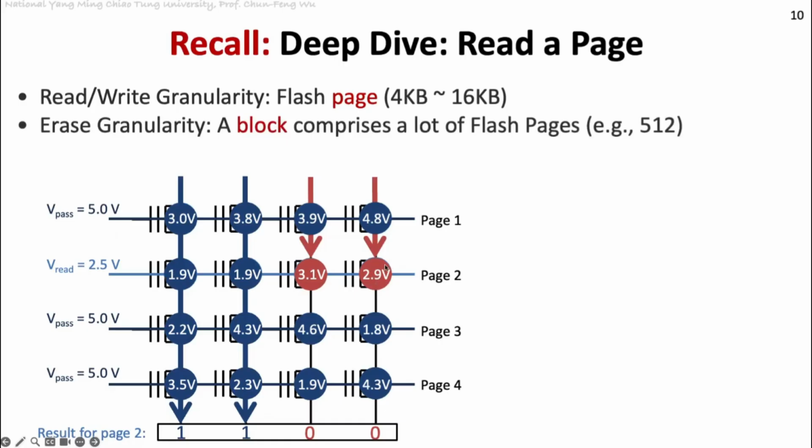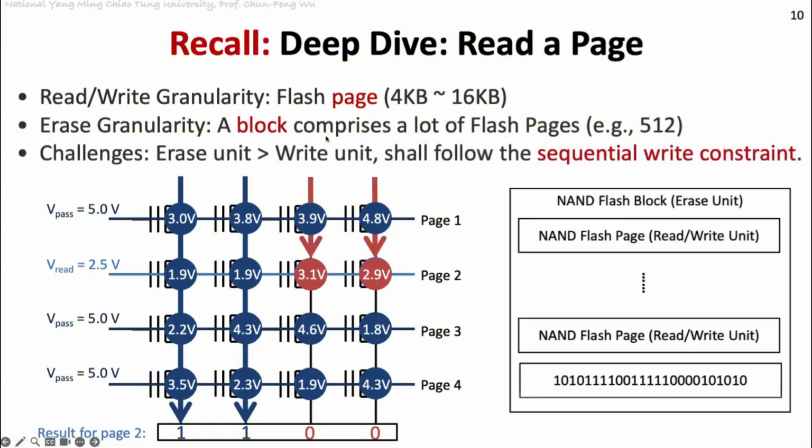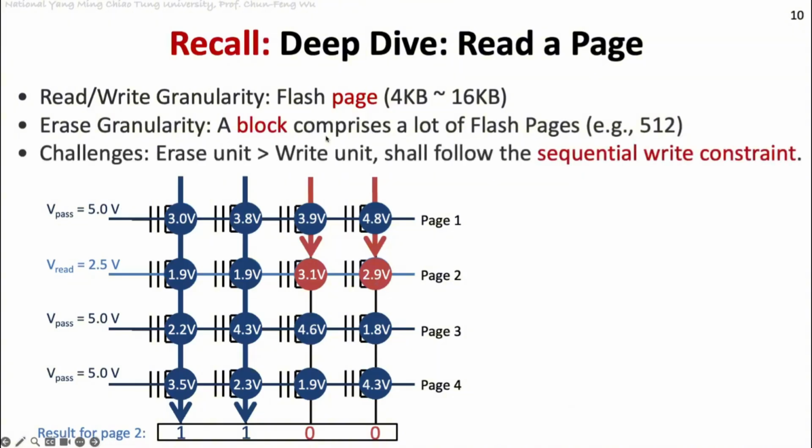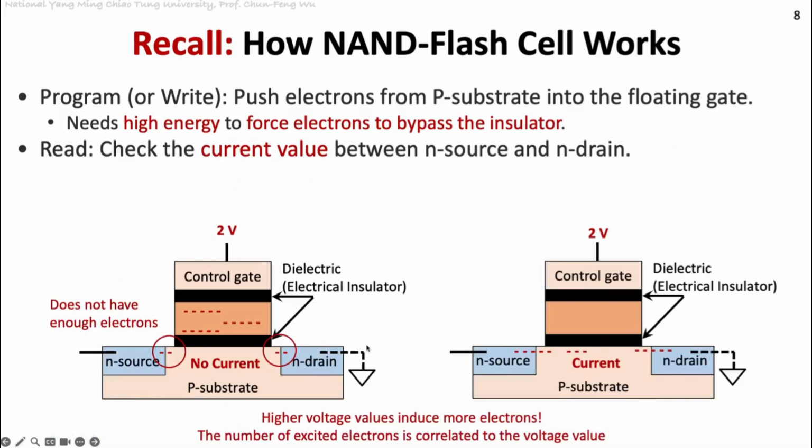Okay, so erase granularity. Actually, we need to erase at block granularity. The reason is that on one P substrate there are a lot of memory cells. So one P substrate accommodates a block of the flash pages. When we apply a strong voltage to do the erase, the block of NAND flash cells on this P substrate will be affected. So this is the reason why erase should be aligned with the block.